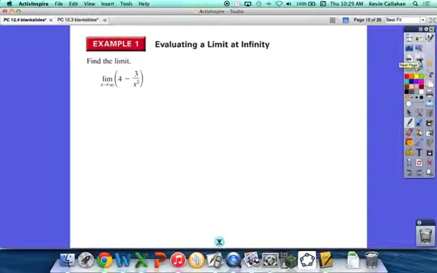So here's the limit as x approaches infinity of 4 minus 3 over x squared. Now remember, the limit of a sum is the sum of the limits. In this case, it's a difference, so the limit of a difference is the difference of the limits. So you could break it up into two terms, right? So let's do that. This would be the limit as x approaches infinity of 4 minus the limit as x approaches infinity of 3 over x squared.